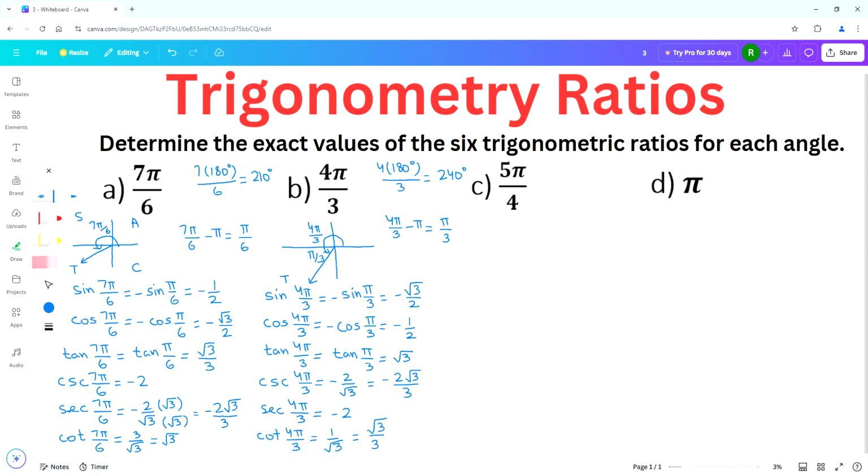Now we can answer part C. 5 pi over 4 is in radians. This angle lies in quadrant 3. We can find the degree angle by replacing pi by 180 degrees. I get 225 degrees.